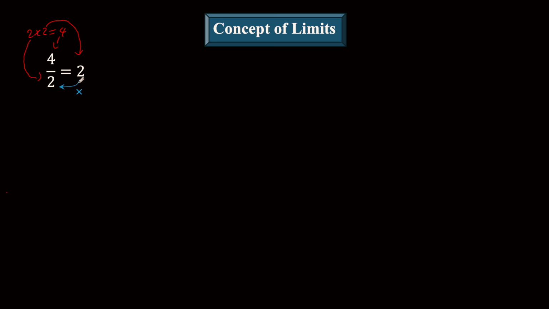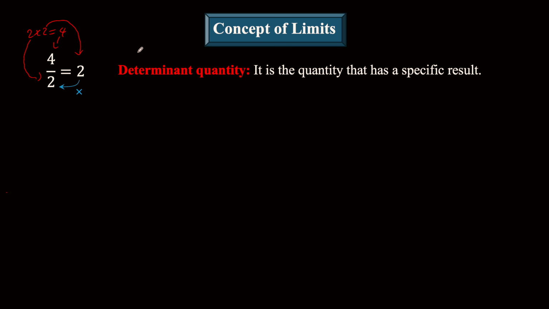In this case we call it a determinate quantity. It is a quantity that has a specific result. The specific result in our case was the number 2, okay?